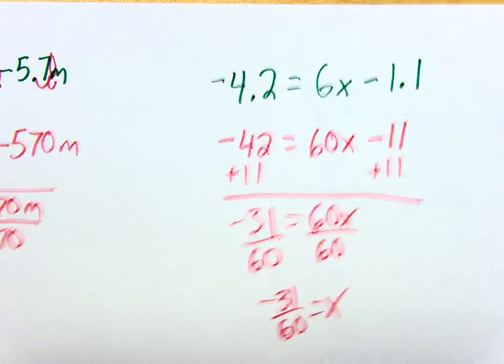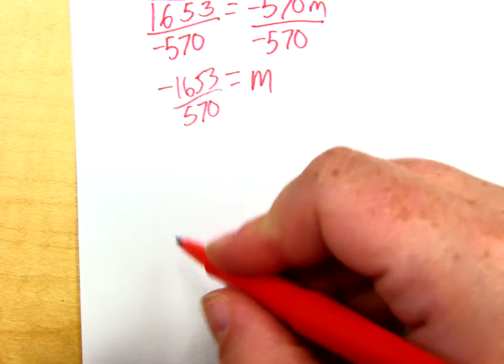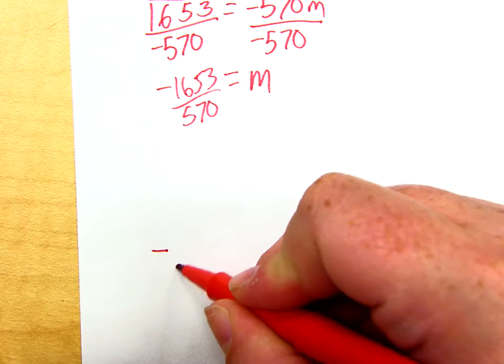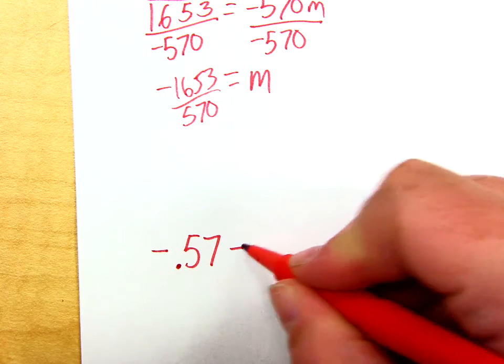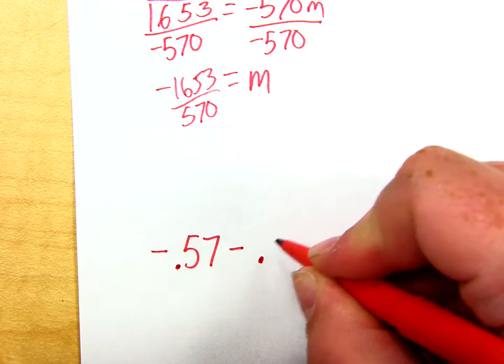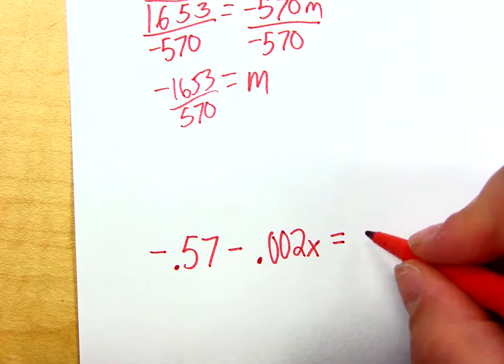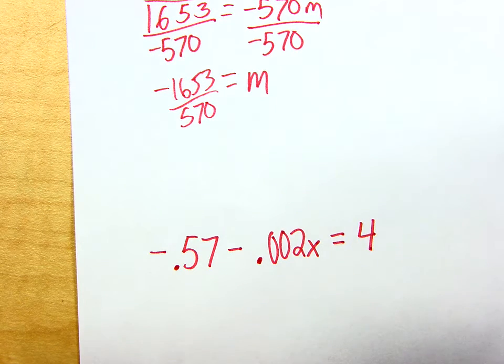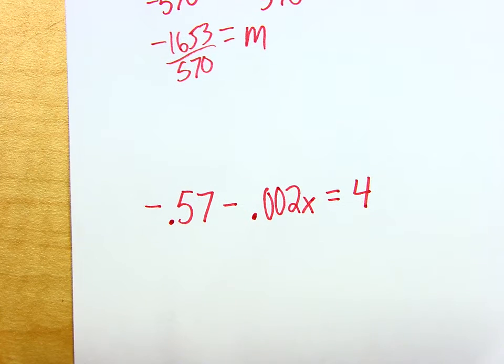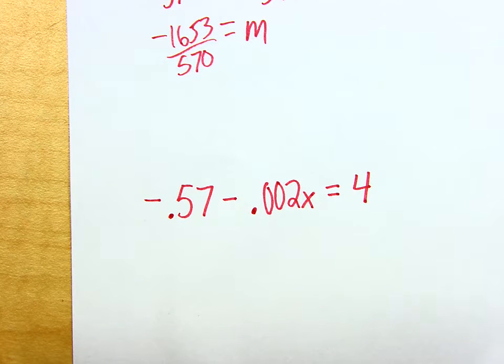Let's try one more. So I gave you that. But then you still have a decimal. 0.2, right?